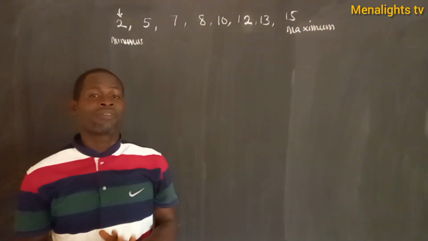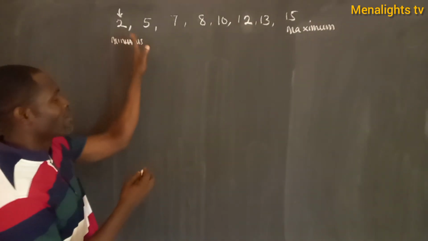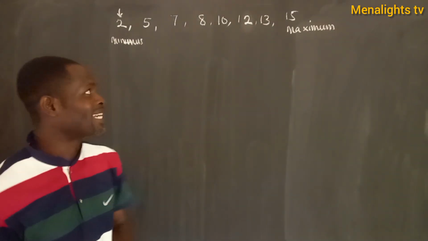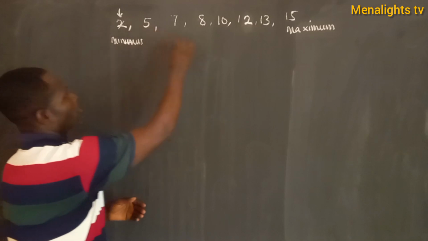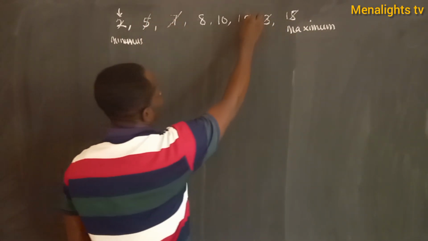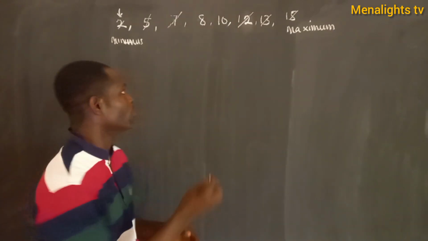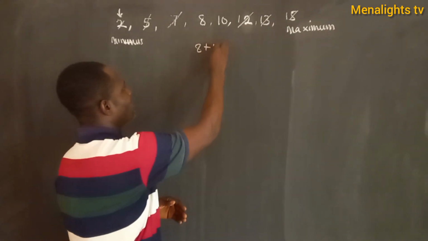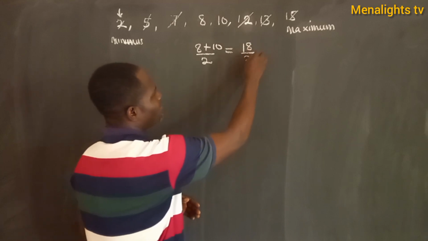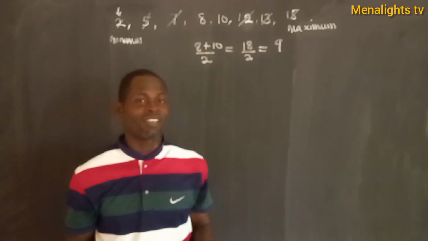First of all, you have to find the median of the set of data given to us. For us to find the median, you arrange from the smallest to the highest, but the numbers are already arranged. So you cancel one from here, cancel one, and so on. Here we have two numbers in the middle, that is 8 and 10. So we do 8 plus 10 divided by 2. 8 plus 10 gives us 18, and 18 divided by 2 gives us 9. So our median is 9.